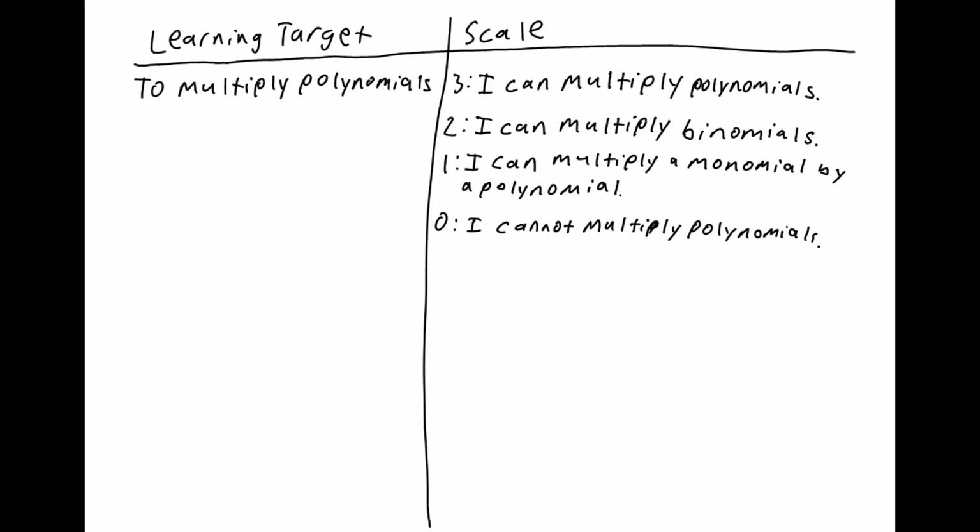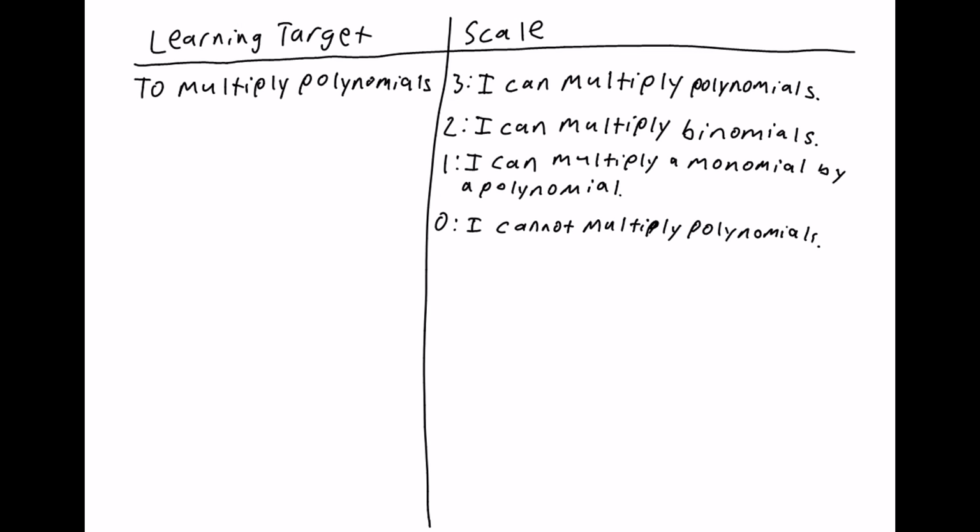The learning target for today is to multiply polynomials. So again, this is a review from last year, but it was the last thing we learned last year. So here's a scale. If you are a 3, you can multiply polynomials. You're a 2 if you can multiply binomials.